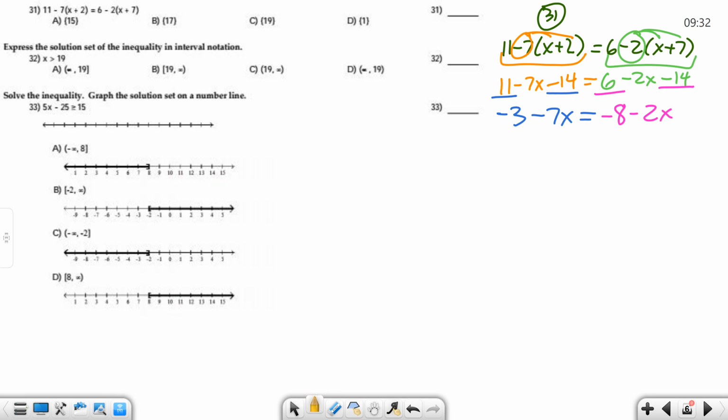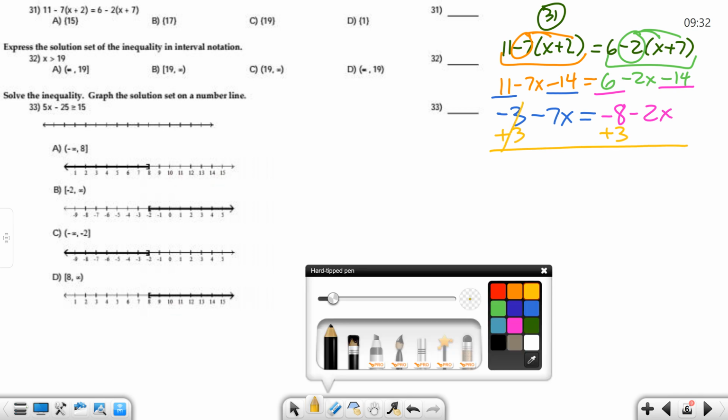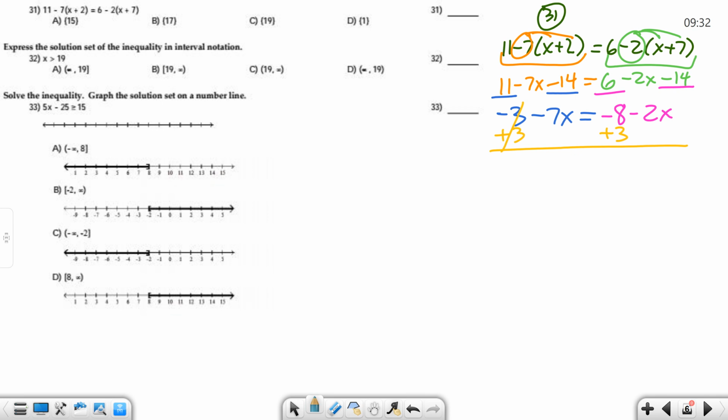So now I say, okay, well, what do I want to move? Well, it really doesn't matter. You pick it. I'm just going to move the negative 3x by adding negative 3x to both sides. So if I do that, that cancels, and I'm left with negative 7x equals, again, subtract 5, sign of the larger, minus 2x, okay?